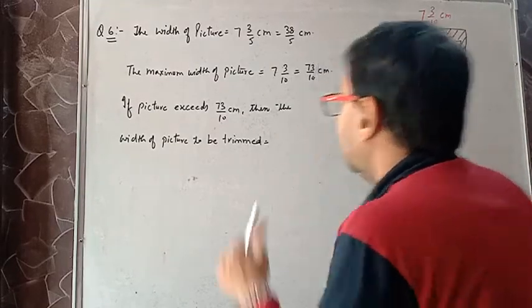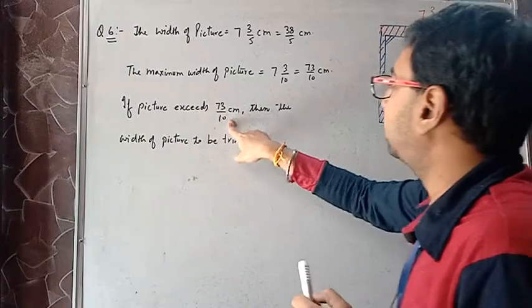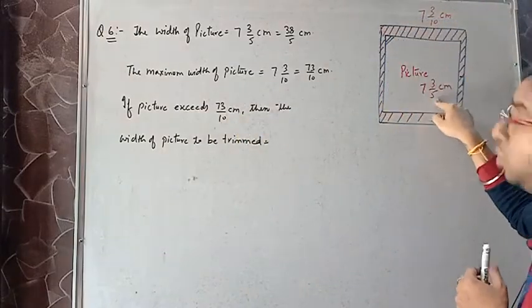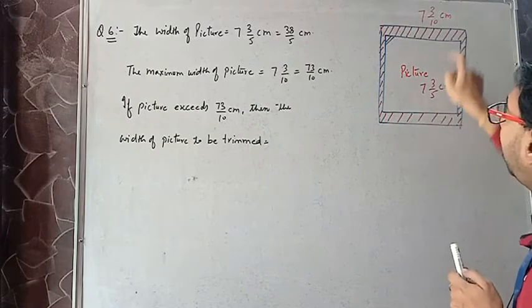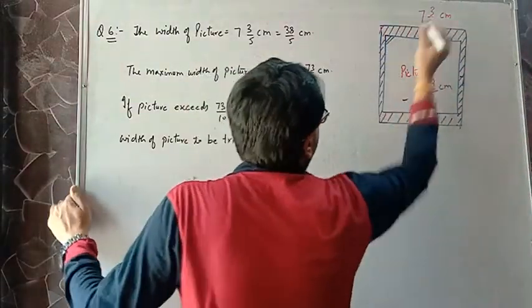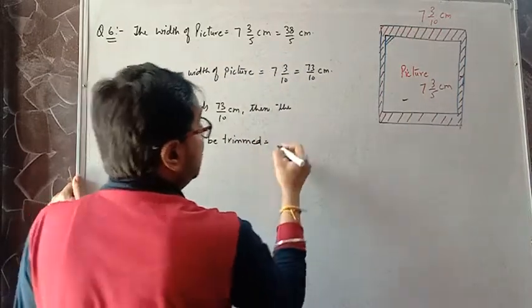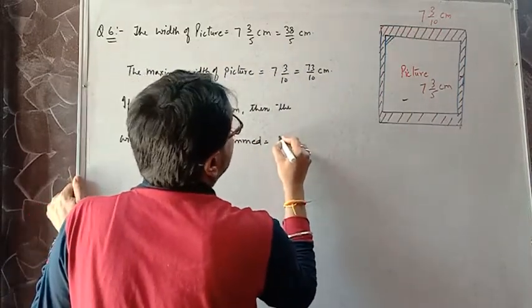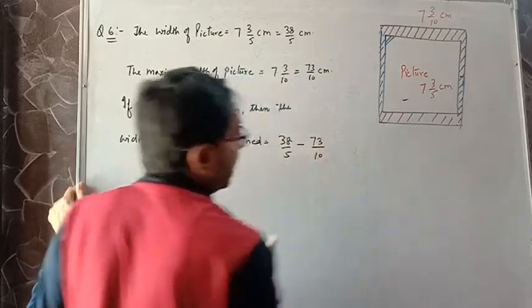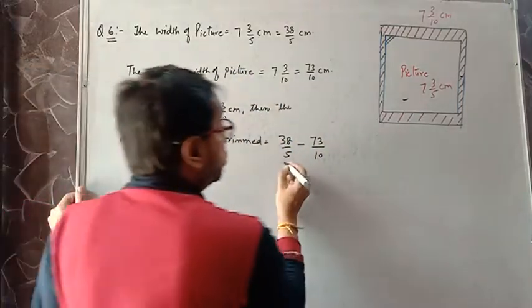Wait. See, the picture should not exceed this. Then the width of the picture has to be trimmed. This is bigger, no? This is smaller. From this, what do we have to trim? We have to trim this. So sorry, this is bigger, this is smaller. So the picture to be trimmed is 38 by 5 minus 73 by 10. Are we clear? Actually, we have to trim this.